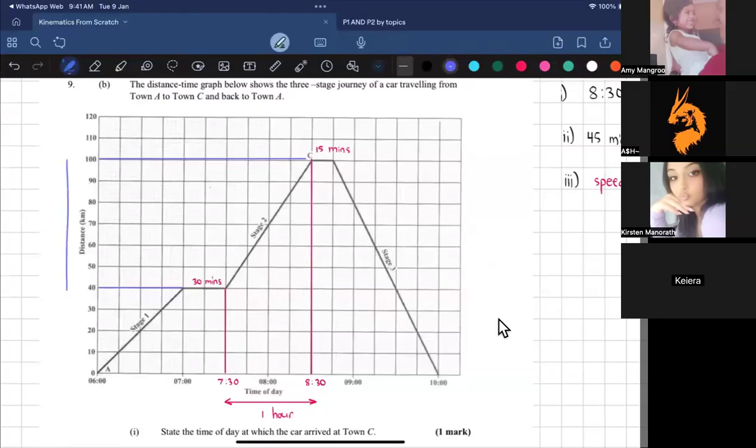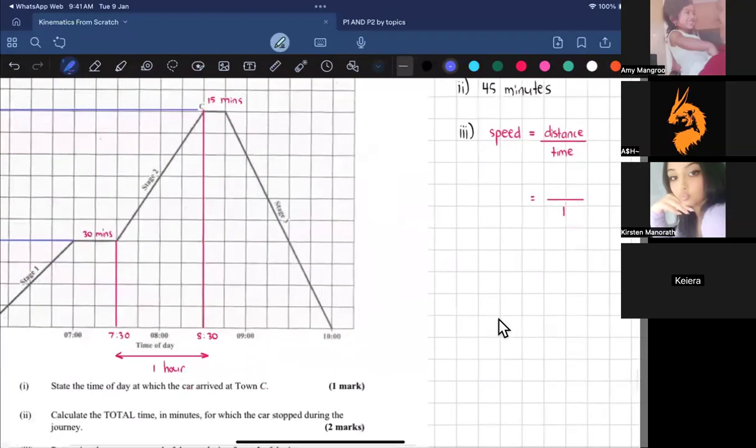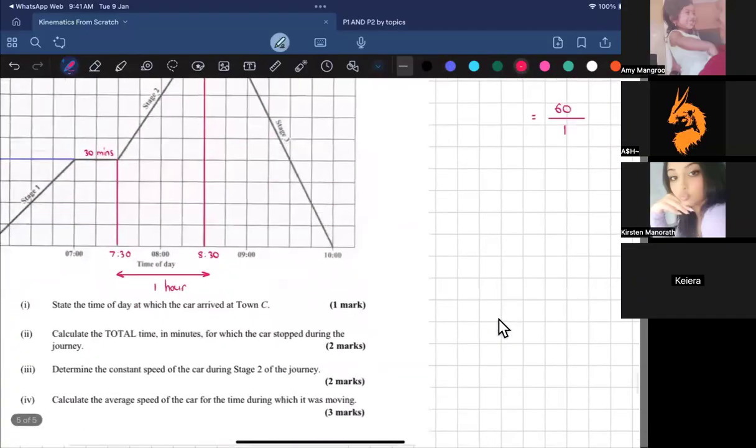Yeah. So Healy, you could find gradients if you want. You could take any points along here, or you could just do this method. I think this is easier. What do you think? Right? And Healy, what's the difference between 100 and 40? 60. Right. So how many kilometers did you travel in an hour? 60 kilometers. So what's your speed then? 60 kilometers per hour. Right, this one's real simple.